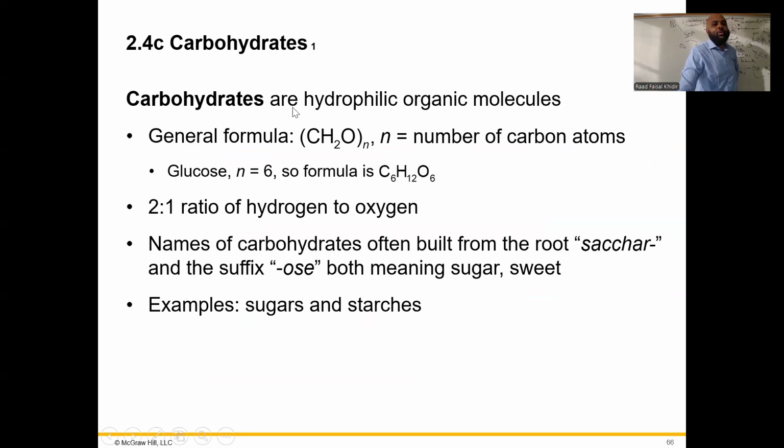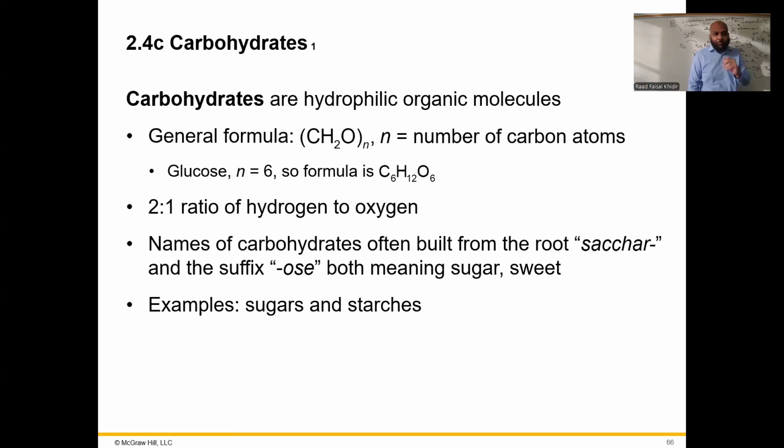Okay, then we move on to carbohydrates. Carbohydrates are hydrophilic organic molecules. So hydrophilic meaning what? We cannot be going this far and not know the difference between hydrophobic and hydrophilic. Yeah, water-loving, meaning dissolving in water. And hydrophobic meaning never dissolving in water. Okay.